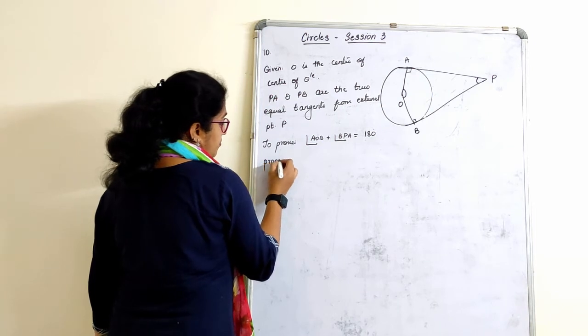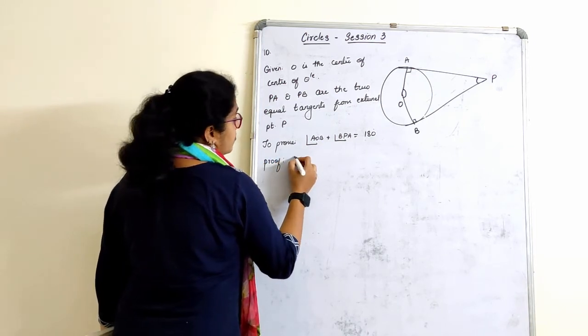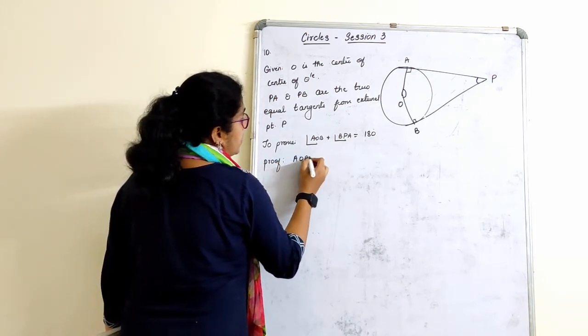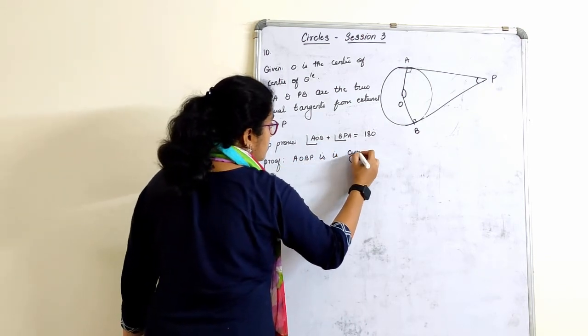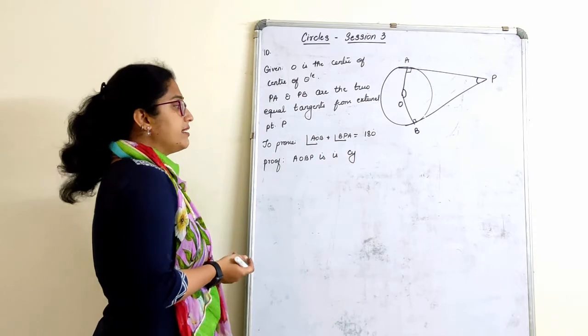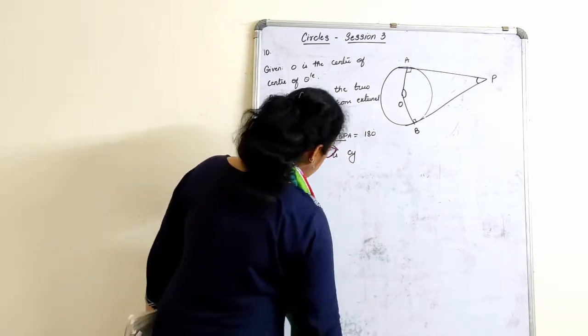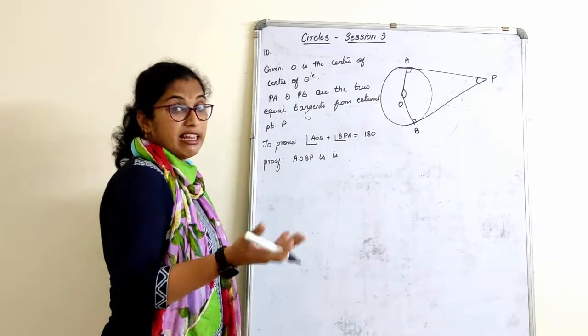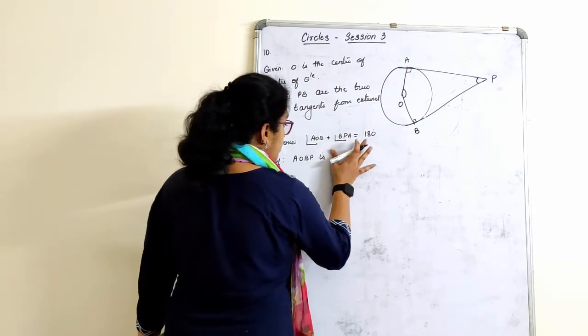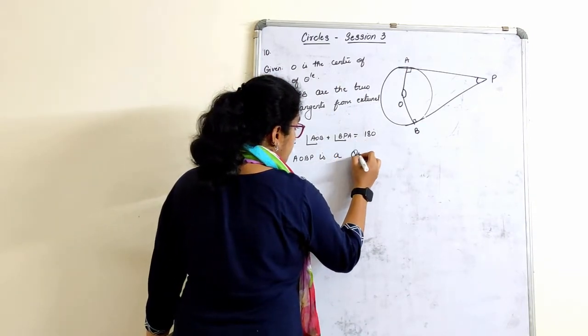Proof: AOBP is a cyclic quadrilateral. If you write it, we have to do that. We'll just mention that it is a quadrilateral here, because in a cyclic quadrilateral directly we can arrive at the answer. It is a quadrilateral.